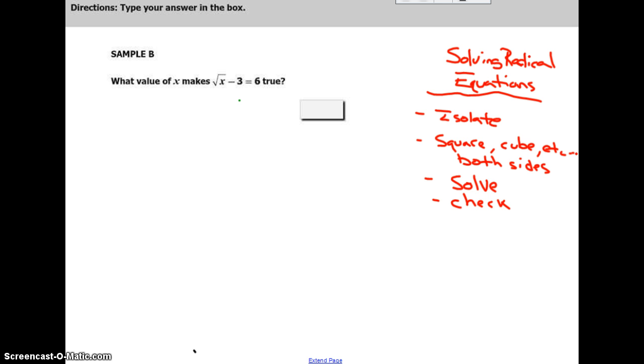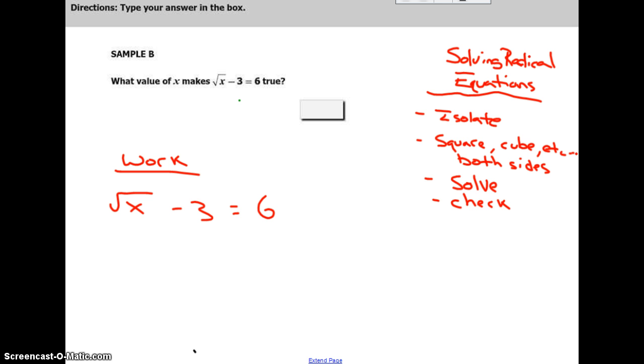The question is, what value of x makes the square root of x minus 3 equal to 6 true? And then you're told to type your answer into the box. Okay? So let's go ahead and use our steps to solve this equation. So we'll show our work right here. We have the square root of x minus 3, and notice that that minus 3 is not underneath the radical, and that's equal to 6, okay?